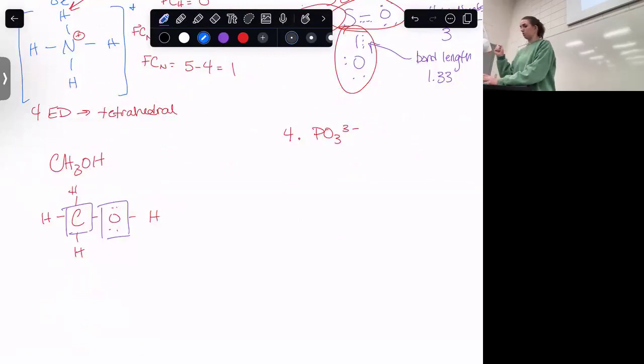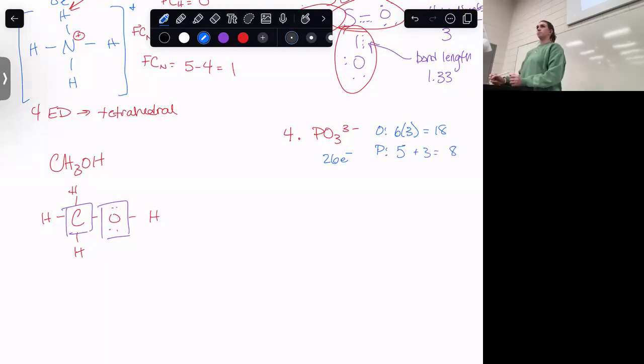And then what about PO3, 3-? How many total electrons do we have here? Yep. And that came from 18 from our oxygens. Phosphorus usually has 5, and then we have 3 additional ones. So 26 total. What goes in the center? Phosphorus goes in the center. Well, how many bonds does it make? Makes 3.